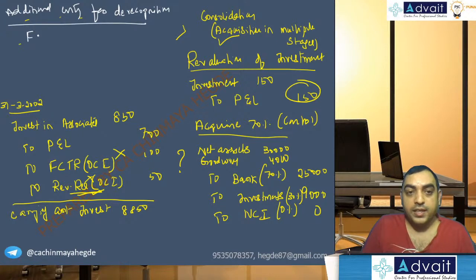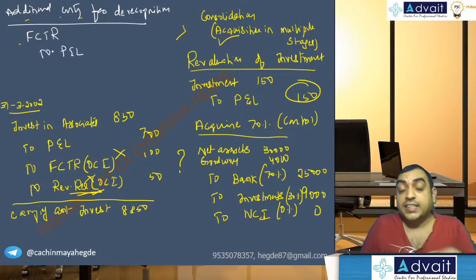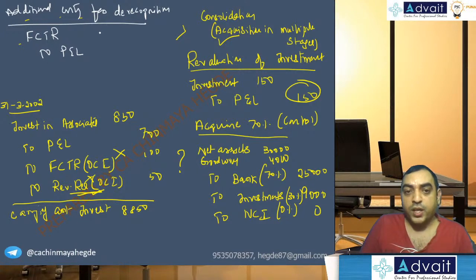FCTR, what will happen? FCTR account debit to P&L. This itself is their share only, so no need to multiply any percentage. FCTR account debit to P&L, 150. And one more entry, this revaluation reserve is there.